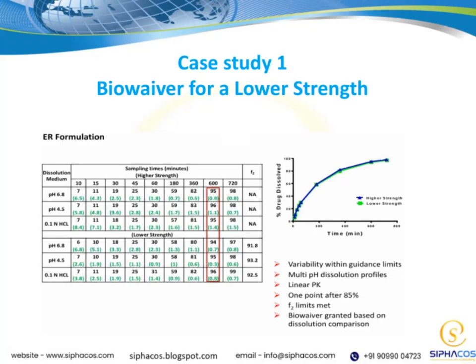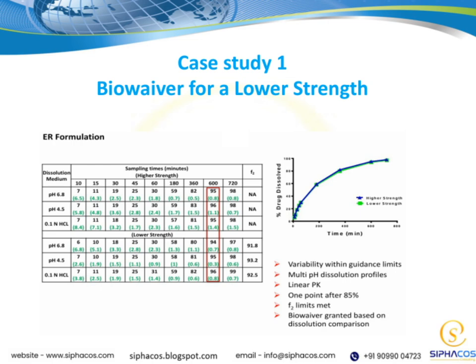Let's take a look at our first case study, which focuses on a biowaiver for a lower strength formulation. As we explore this, I want to emphasize how biowaivers can streamline approval processes, especially when dealing with lower strengths of a product. Essentially, a biowaiver allows us to skip certain bioequivalence studies, provided we meet specific criteria.